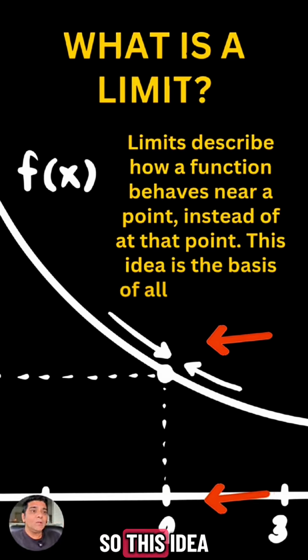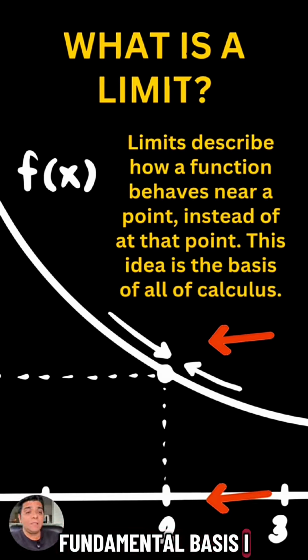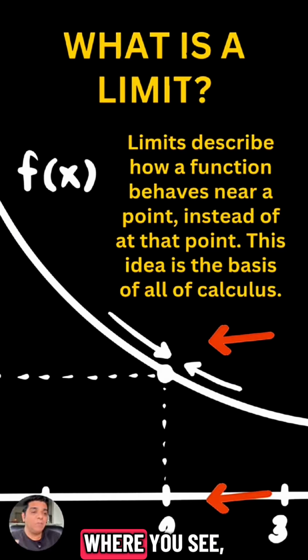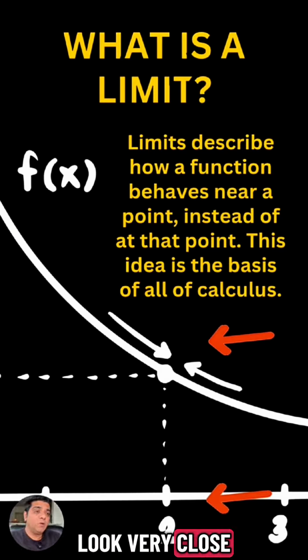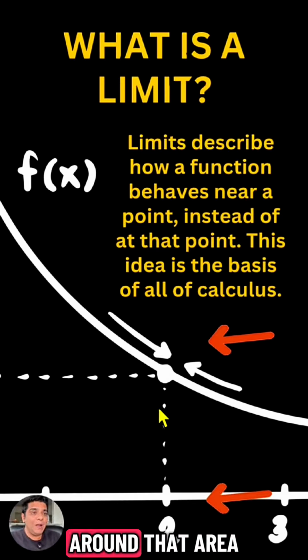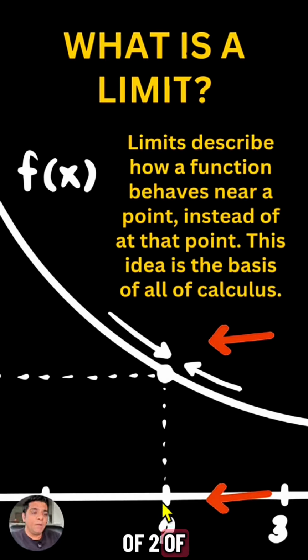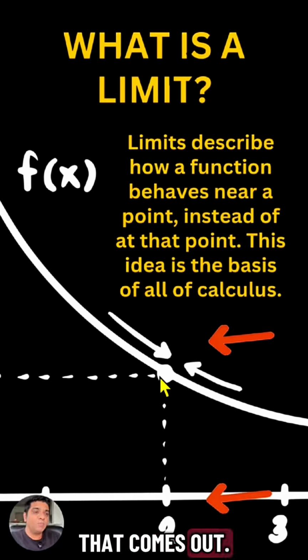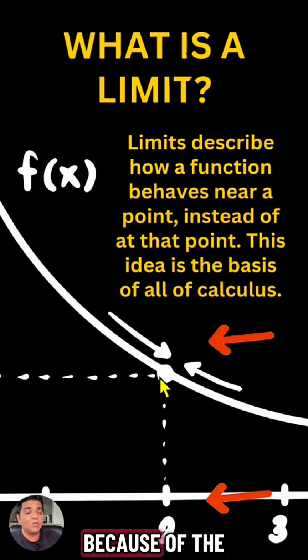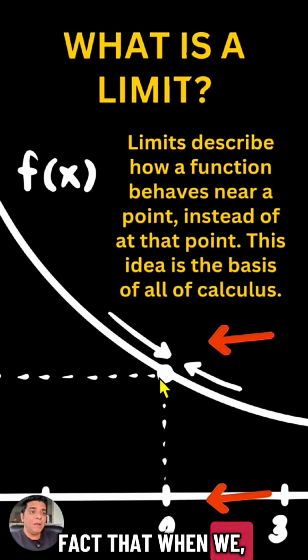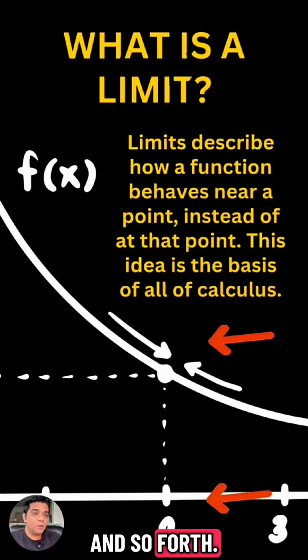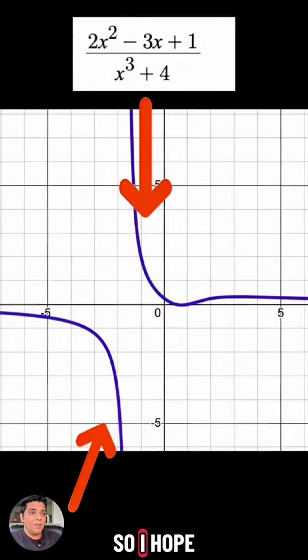So you want to look very, very close to that point, but not exactly at that point. This idea is one of the fundamental ideas of calculus, where you're trying to look very close in order to figure out what's happening around that area of 2, the input of 2 and the output, whatever that comes out to be. But we are able to calculate it, because when we substitute, that becomes undefined and so on and so forth. So I hope that explains the limit.